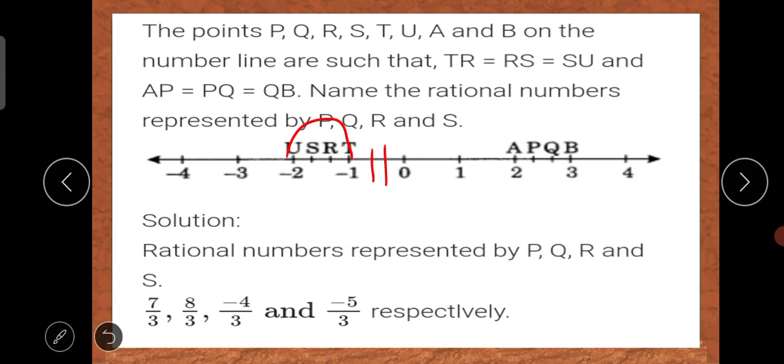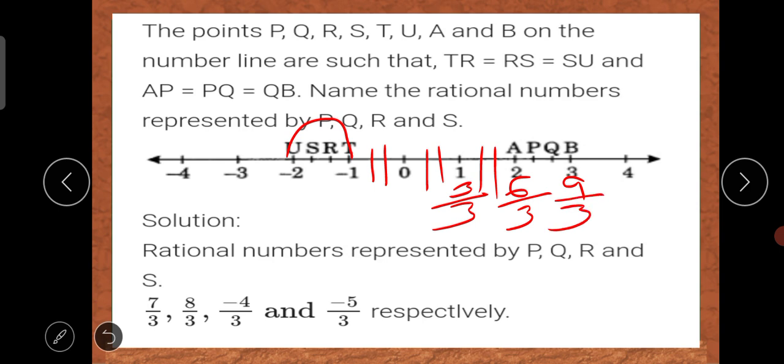Means here 1, 2. Here again 1, 2, 1, 2. Then 1, 2. That means when we get 1, it is 3 upon 3. When we get 2, it is 6 upon 3. When we get 9 upon 3, cancel, we will get 3. In the same way here, minus 3 upon 3, minus 6 upon 3, minus 9 upon 3 and minus 12 upon 3. When we cancel, then we get minus 1, minus 2, minus 3 and minus 4.